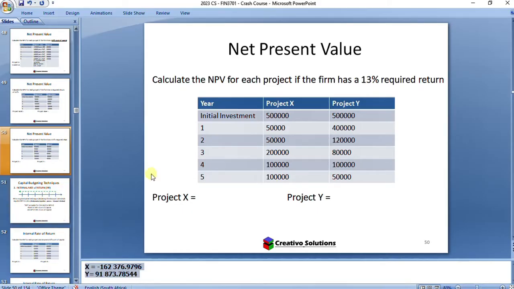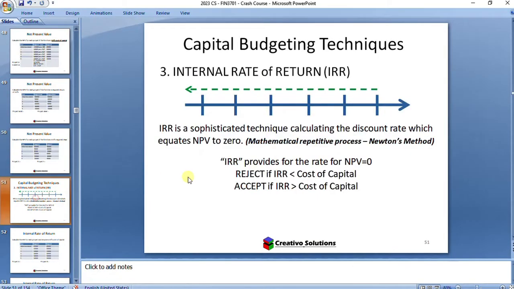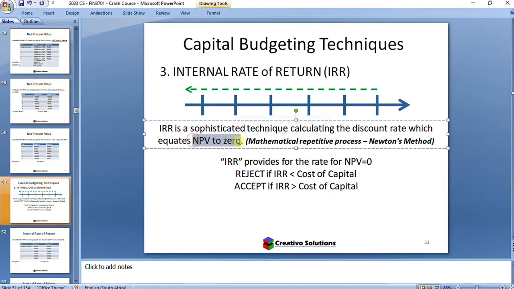Right, IRR is exactly the same as NPV. The only difference is you're not working out a rand amount, you're working out a percentage that's going to look at all of those cash flows, bringing them back in time, that makes NPV 0. Okay, luckily, we don't have to use the Newton method. Okay, that's a repetitive mathematical process. All we have to do is just use the calculator.